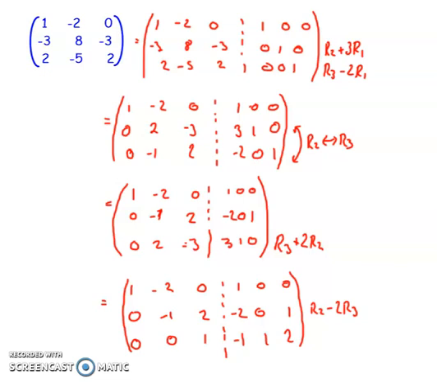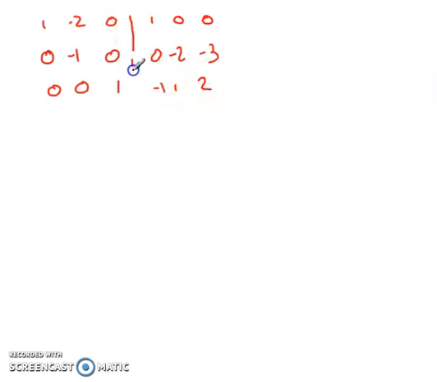So perform that operation, do row 2, take away 2, row 3. What I'll end up getting is a matrix. Top row is the same, 1, -2, 0, because remember we didn't have to do anything to that one. Then I have 1, 0, 0. Middle row then becomes 0, -1, 0, and 0, -2, -3. Bottom row becomes 0, 0, 1, -1, 1, 2. So I've then got my lines there.